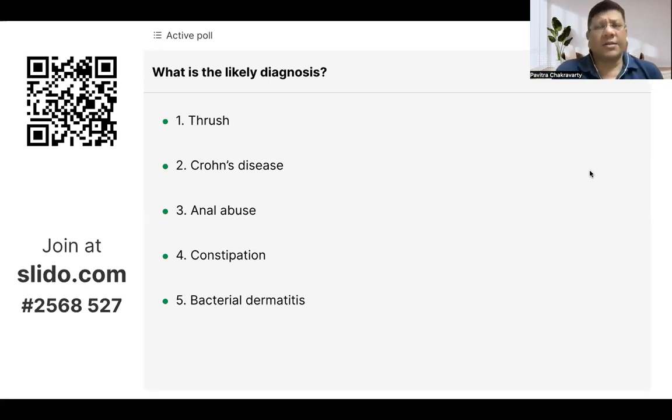So, like the eye symptoms, you should also be used to X-rays. You should also be used to perianal lesions, because there are different perianal lesions presenting in different ways in the Royal College exams.